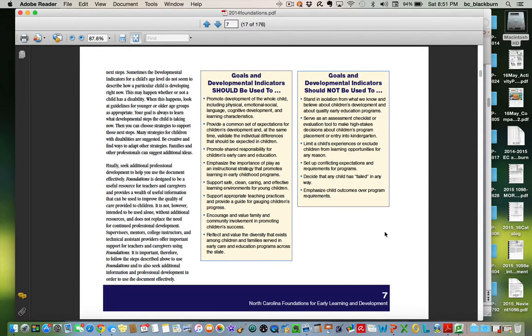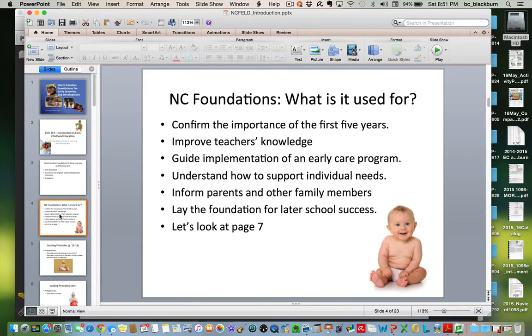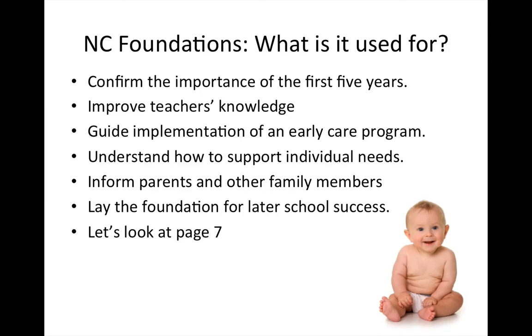Fourth, it should not be used to set up conflicting expectations and requirements for programs. Fifth, it should not be used to decide that any child has failed in any way. And then last, sixth, it is not to be used to emphasize child outcomes over program requirements. There should be certain program requirements, and this is not to be used to emphasize child outcomes over your own program requirements. So let's keep that in mind as we think about our foundations, when you use it, and how to use it appropriately.